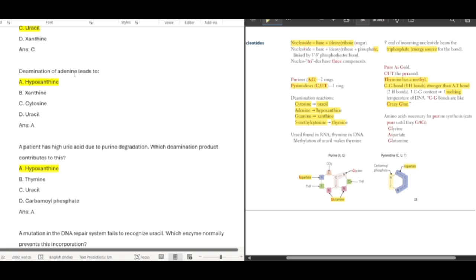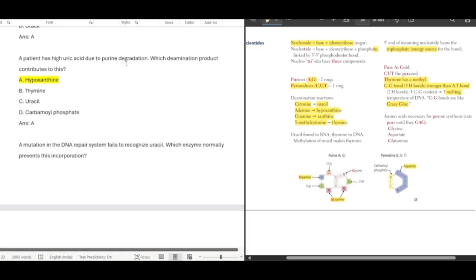Deamination of adenine leads to hypoxanthine. A patient has high uric acid due to purine degradation. Which deamination product contributes to this? We'll see in the next page that hypoxanthine is involved in purine degradation. So that will be the answer to this question.